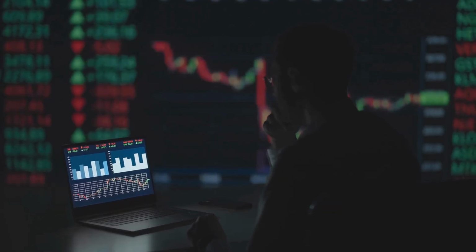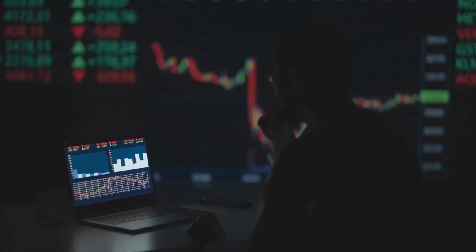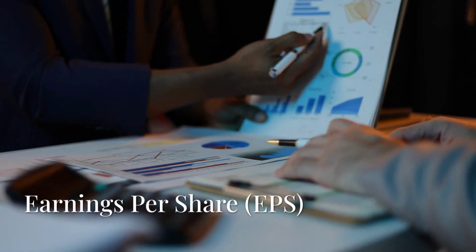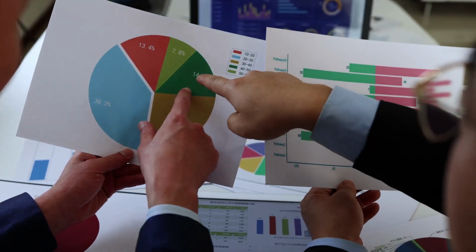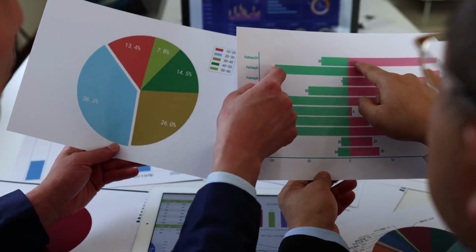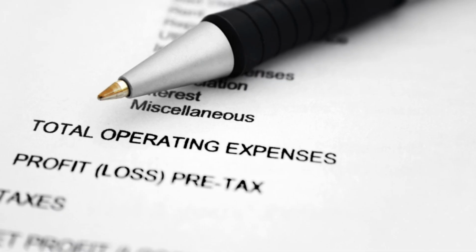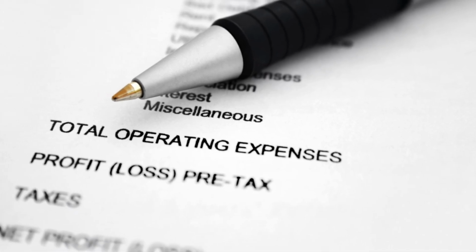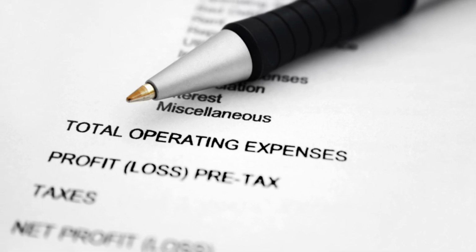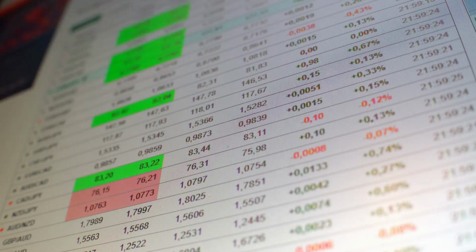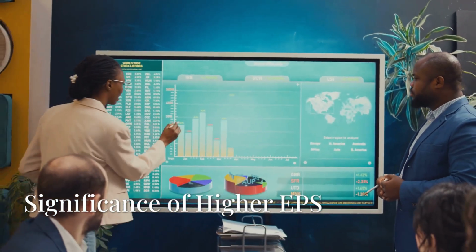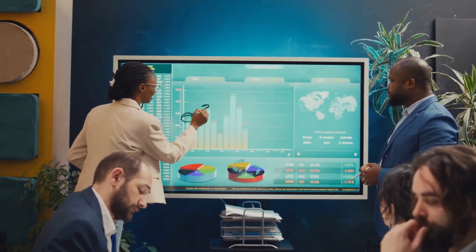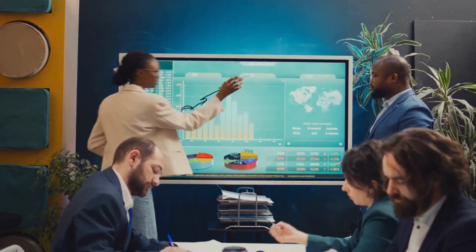Now let's clearly define and explore important financial metrics. Earnings per share, or EPS, calculates how much profit a company earns for every share outstanding. For example, if a company has a net profit of $20 million and 4 million shares outstanding, the EPS equals $5 per share. Higher EPS is usually indicative of robust profitability and investor appeal.